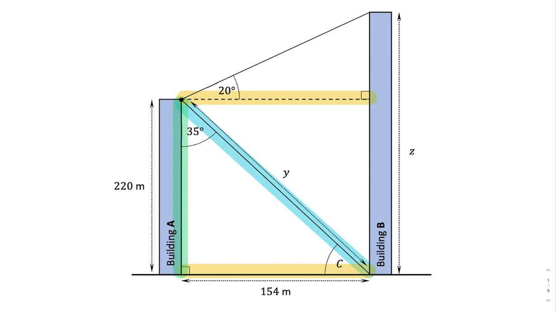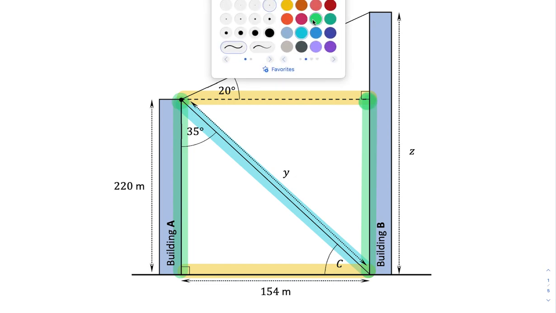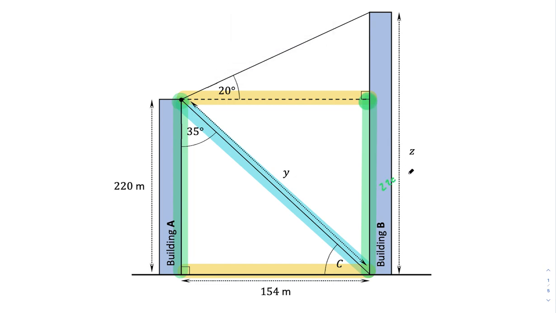What I also know is this side length here. This green side is 220. How do I know that's the same? Well, up to here was 220. Then I go directly across. I've not gone any higher, any lower. I went directly across. That's also 220. So I know that building B at a minimum is going to be 220 plus something else. I don't know.